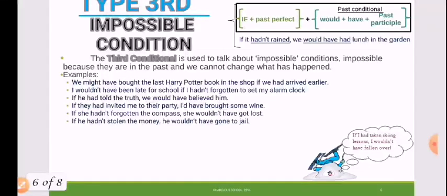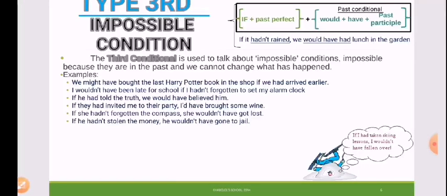Now we go to the third type. Type 3, we call it unreal past or impossible condition to happen in the past. It did not happen in the past. That's why we cannot change the situation that had happened in the past. How do we form it? It's if plus past perfect or past perfect continuous, but most of the time past perfect. How do we form past perfect? To remind you, it's had plus past participle.